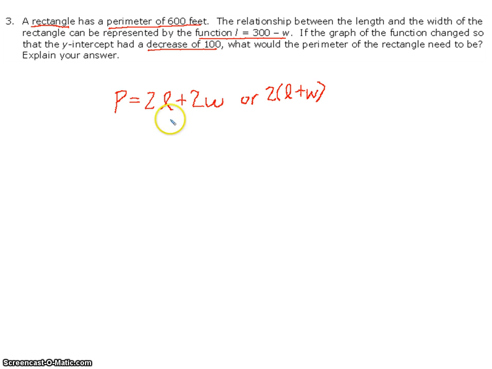Alright, and so if we fill in what we know for the original rectangle, the first one, we know it had a perimeter of 600. Okay, but that was when the relationship was the length was equal to 300 minus W. So I'm going to substitute in for L this 300 minus W. I'm just going to use this first equation. Alright, so I put 300 minus W where the L is, okay? We're just swapping those out, we're substituting.